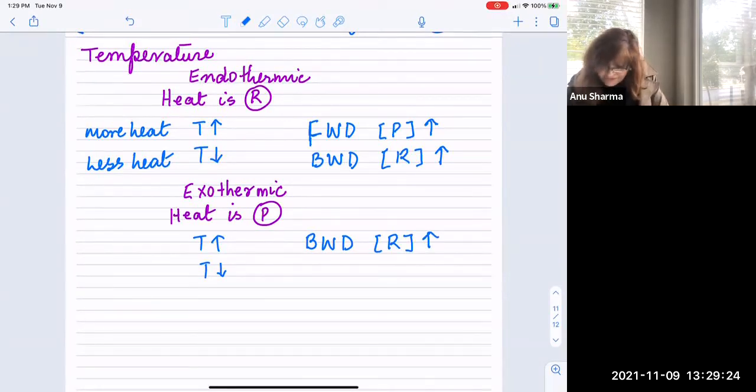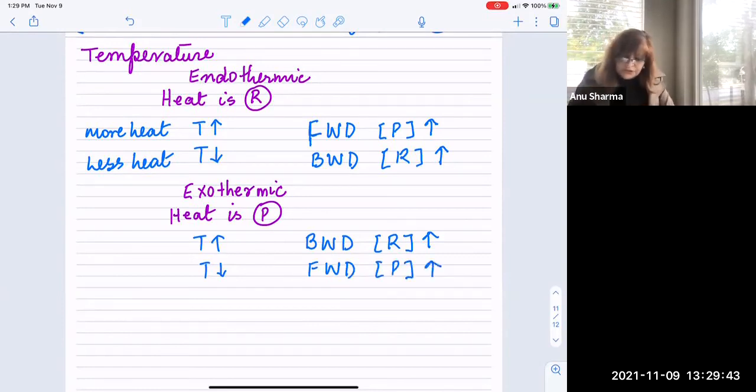Next is, if you decrease the heat, that means less heat is removed. In other words, the moment the products are formed, the heat is removed. The heat is a part of a product. So the system is going to move forward because now it wants to produce more and more heat. So the concentration of the products should increase.